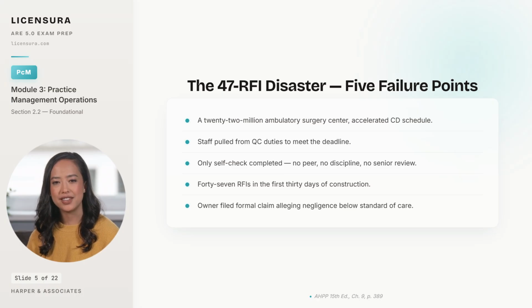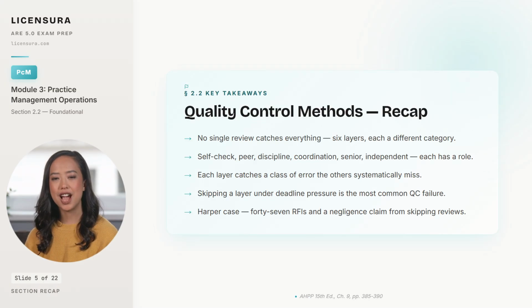Close with the 5 points that summarize how layered QC actually protects a firm. 5 takeaways from quality control methods. First, no single review catches everything. An effective quality control uses multiple layers in sequence, each focused on a category of error the others systematically miss. Second, the 6 layers are self-check, peer review, discipline review, coordination review, senior review, and independent review, and the exam expects you to recognize each one by purpose.